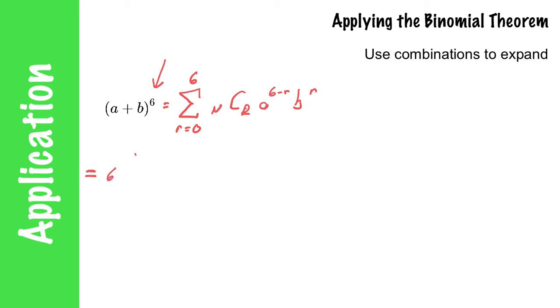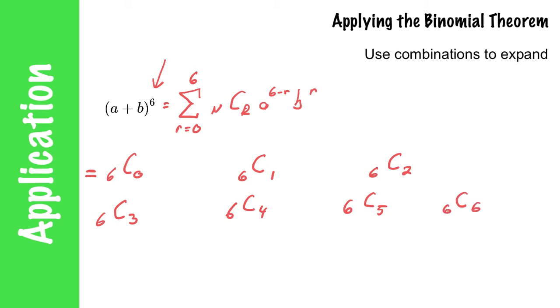So this becomes 6 choose 0. Then we'll do 6 choose 1. And then we'll do 6 choose 2. 6 choose 3. 6 choose 4. 6 choose 5. And 6 choose 6. So I'm writing out the 6th row of Pascal's triangle.